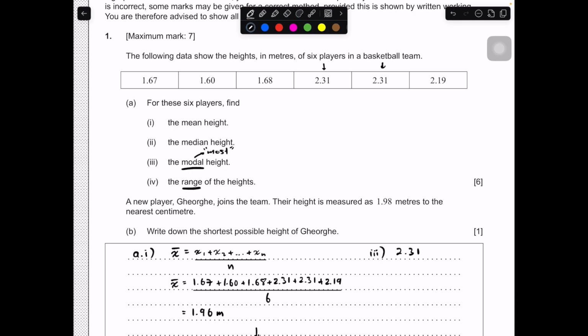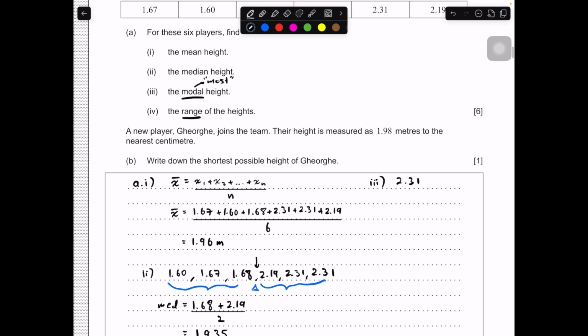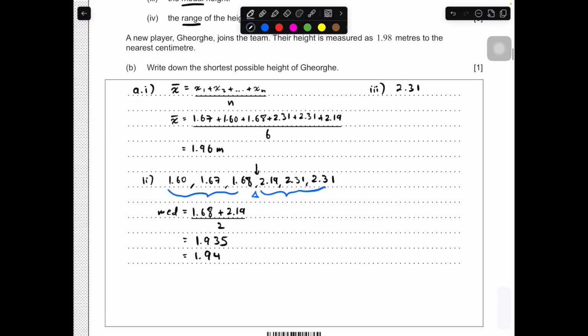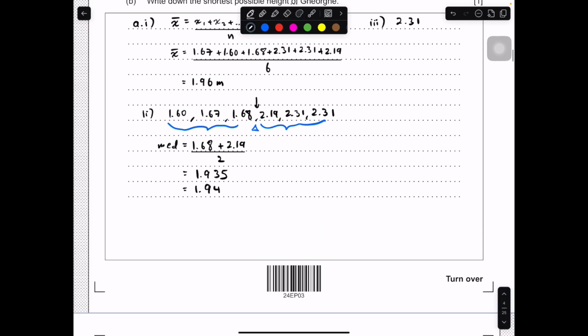And last one is the range. I'm going to go ahead and erase this. The range, I'll write it down here, I guess. So when we're talking about the range, this isn't in the formula booklet, but we're talking about the distance from the max to the min.